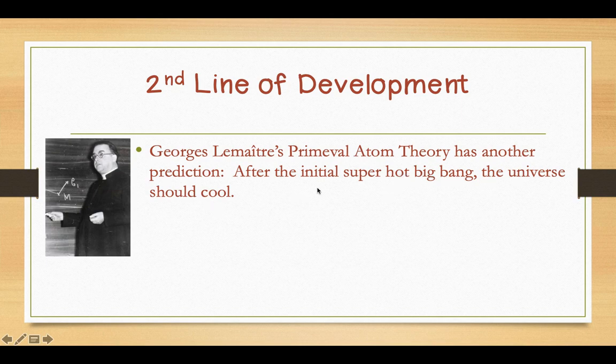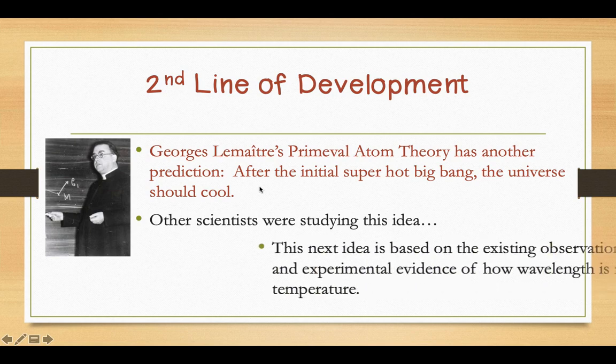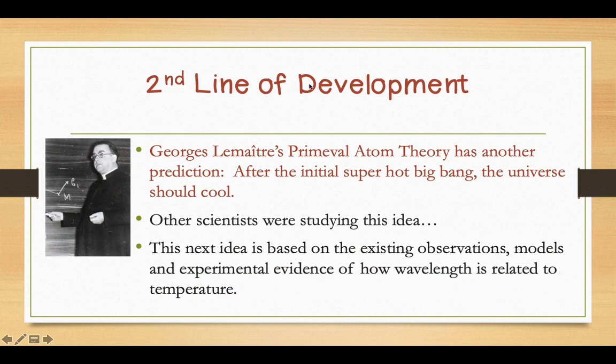So first there was that Big Bang moment 15 billion years ago, and then when the universe is expanding, it should cool down. Other scientists were studying that idea that when something expands, it should cool. So the next line of development is based on existing observations, models, and experimental evidence of how wavelength is related to temperature. We've talked about wavelength, and we've talked about temperature in terms of things we can measure from space. Now we're going to put that all together and end up with the same conclusion for the Big Bang Theory.